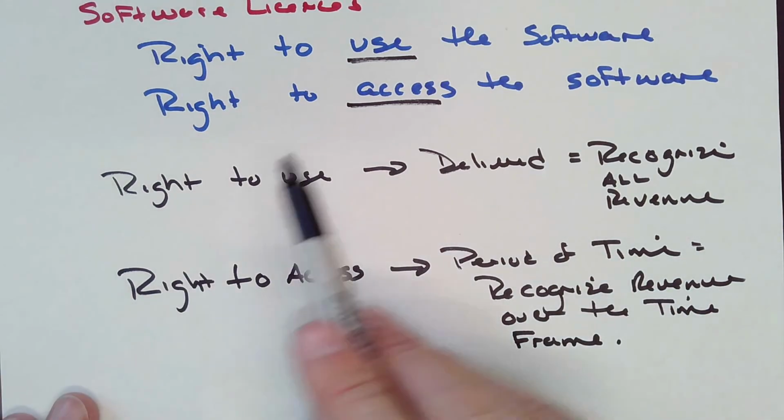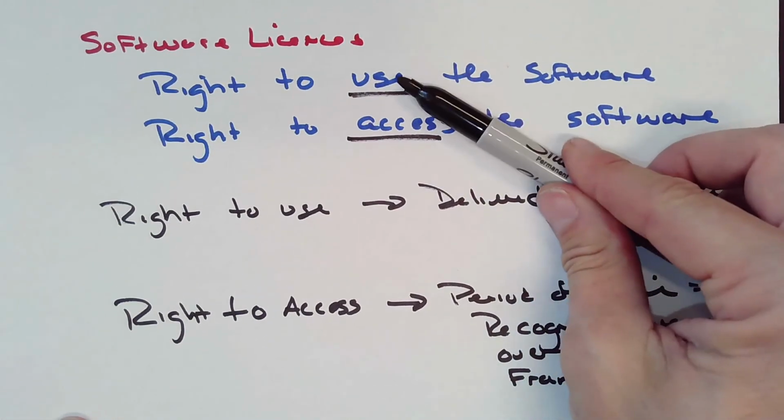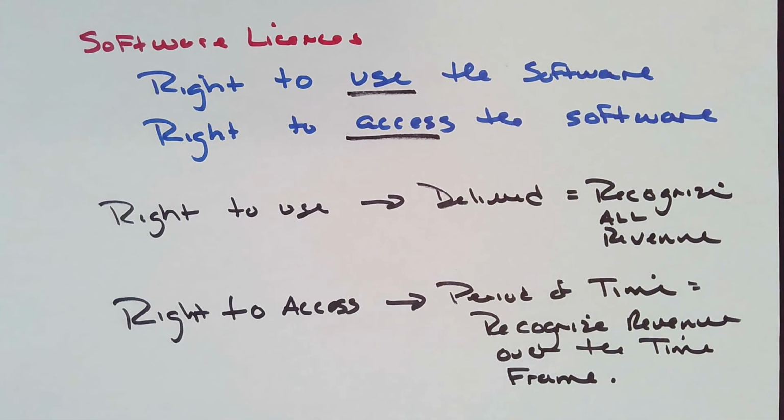So paying close attention to what's in the contract, is this a right to use or a right to access, will change the way that revenue is ultimately recognized.